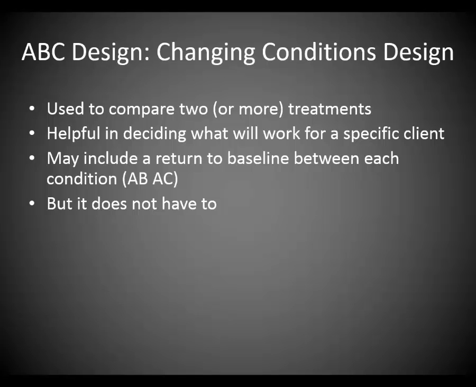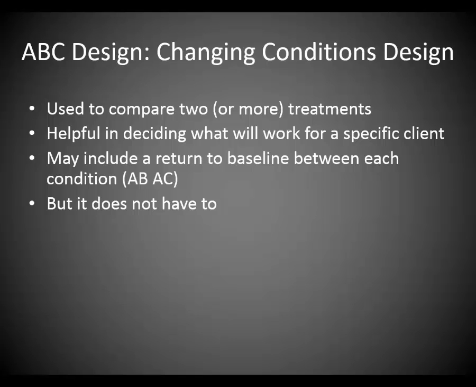Now, a second type of design that's available to the clinician or the researcher is what's known as the ABC design. This is also known as the changing conditions design, and we use this when we want to compare two or maybe even more treatments. So instead of having just one treatment phase, the B phase, which might include support groups, what we could do is include a second treatment phase, which is commonly referred to as the C phase, to see if that has an impact on our clients.